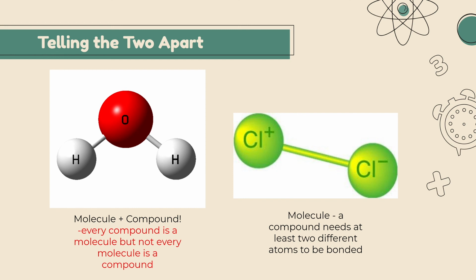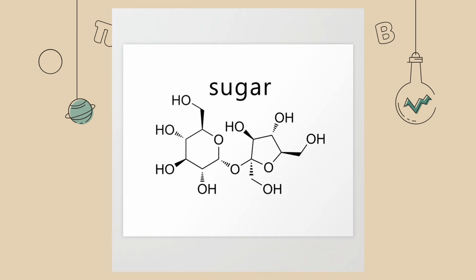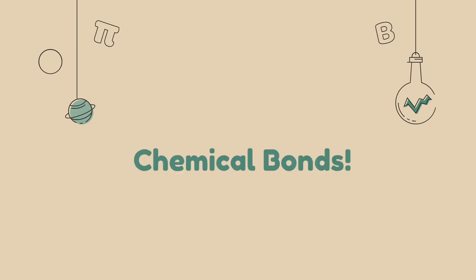The next thing we need to know is what holds molecules and compounds together. Well, if you remember our sugar structure and drawings from earlier in the lesson, we've noticed that the things connecting all of our atoms together are the lines. These lines represent chemical bonds, the core of this lesson.